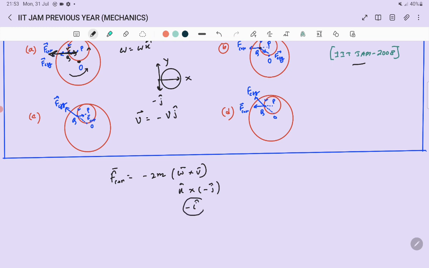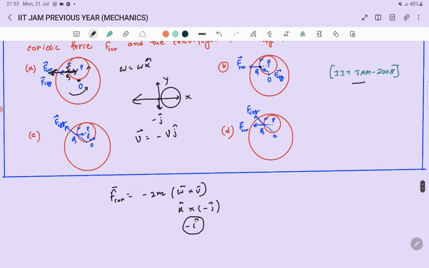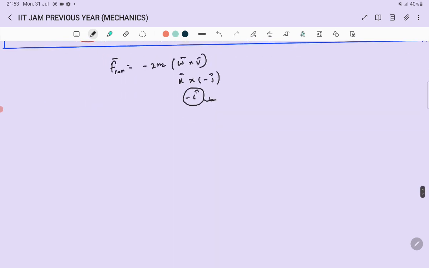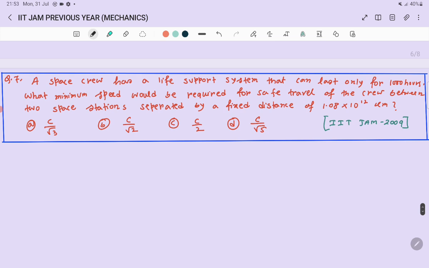So this is along the negative x axis, that means along this direction, and that is represented by figure A. You can see centrifugal force is always away from the center, so centrifugal force will always be away from the center along this direction, and Coriolis force is also in the direction of minus i cap. So obviously option A is correct. Okay, now let us move to the next question.